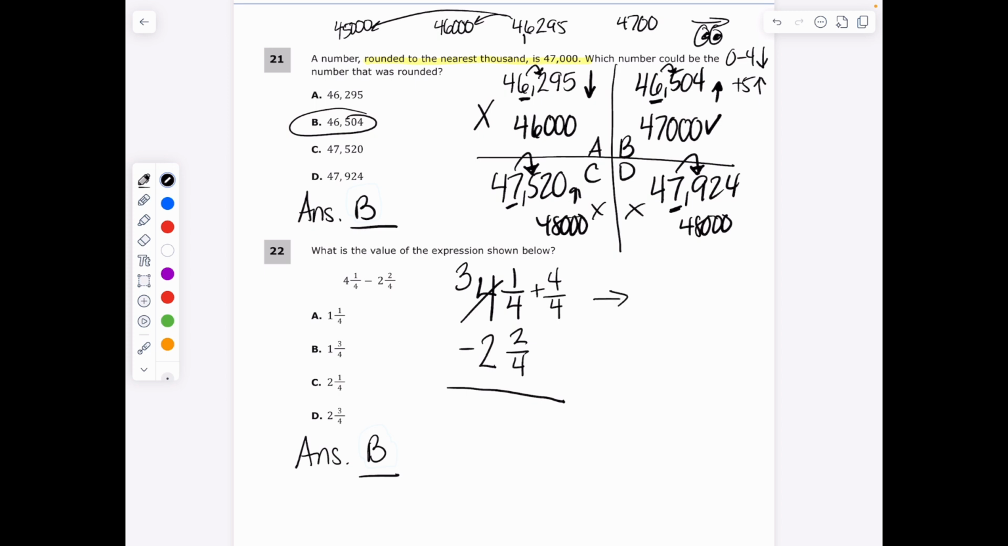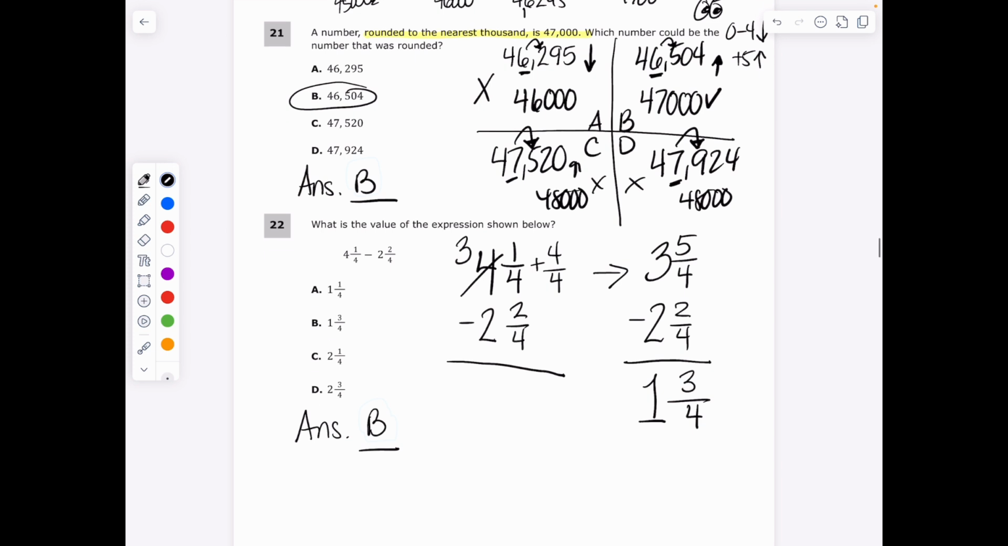Now I have enough pieces. I have 5/4 minus 2 and 2/4. And now I have enough. 5/4 minus 2/4, I got 3/4. And 3 minus 2 gives me 1. All right, so that's all we have here.